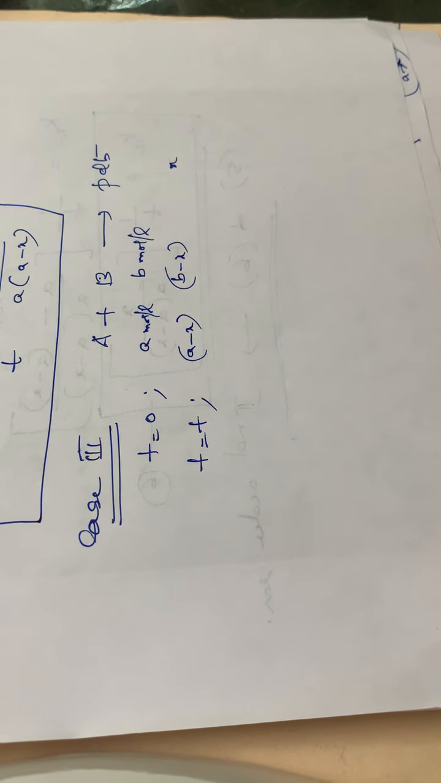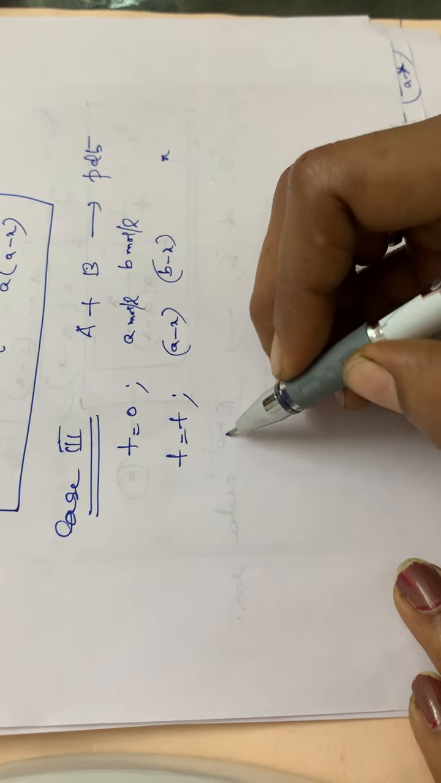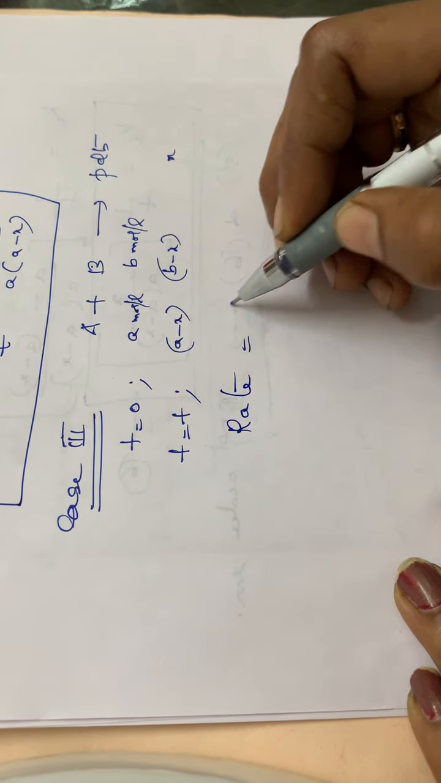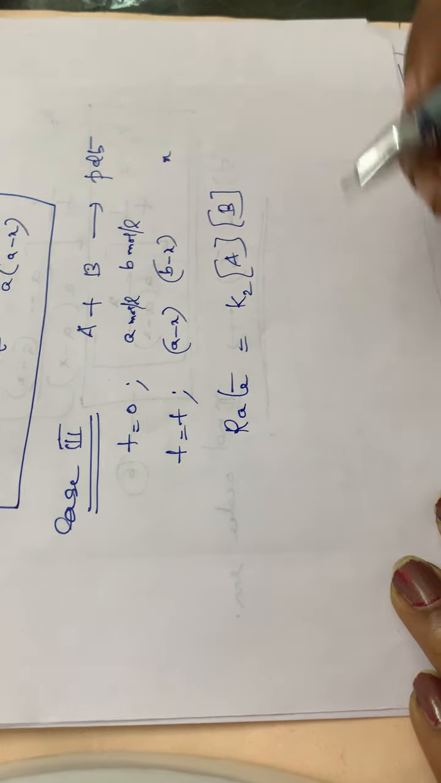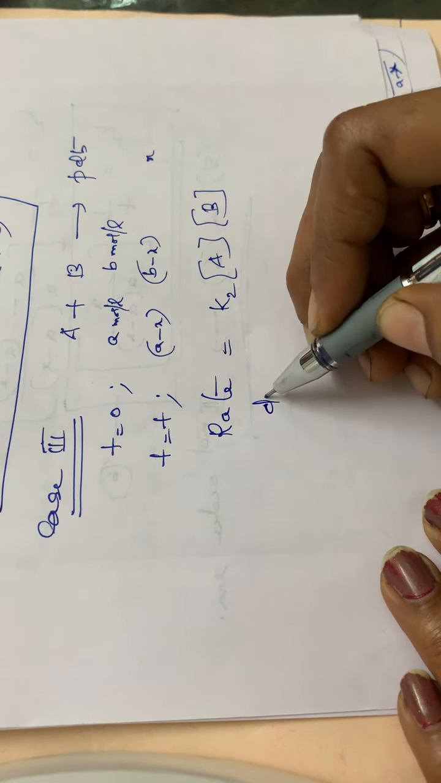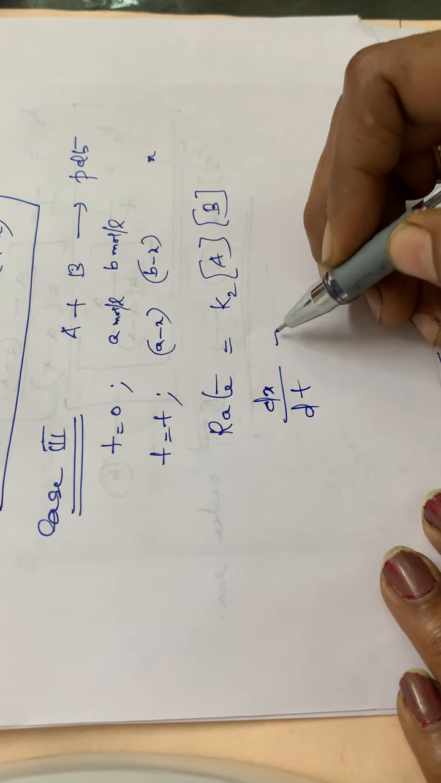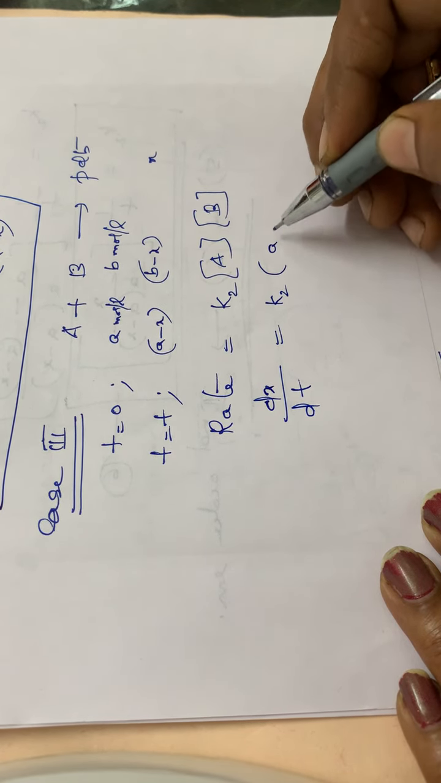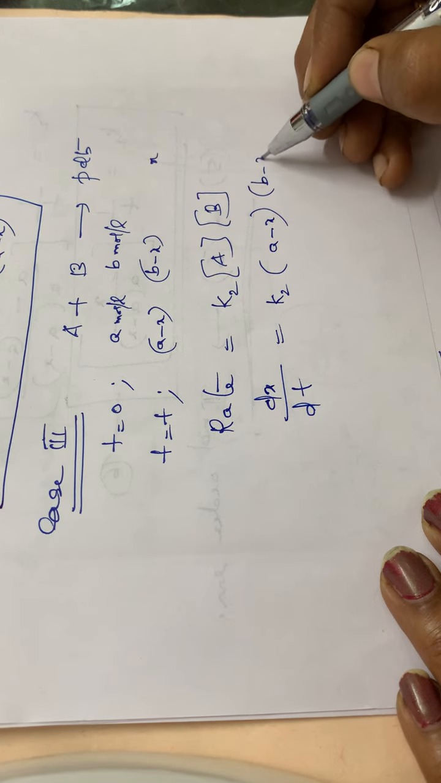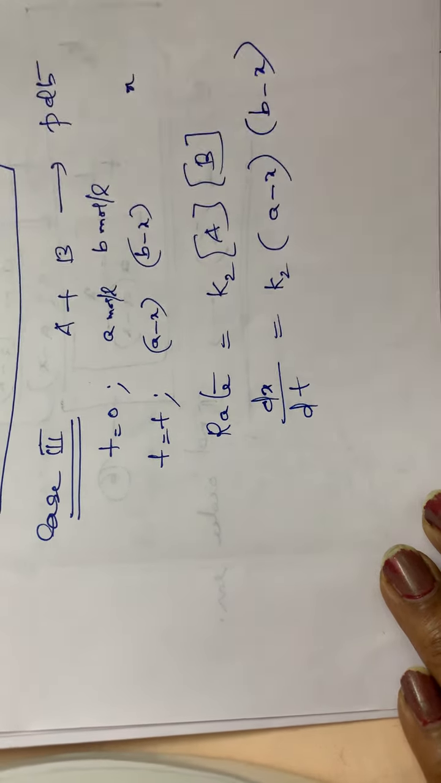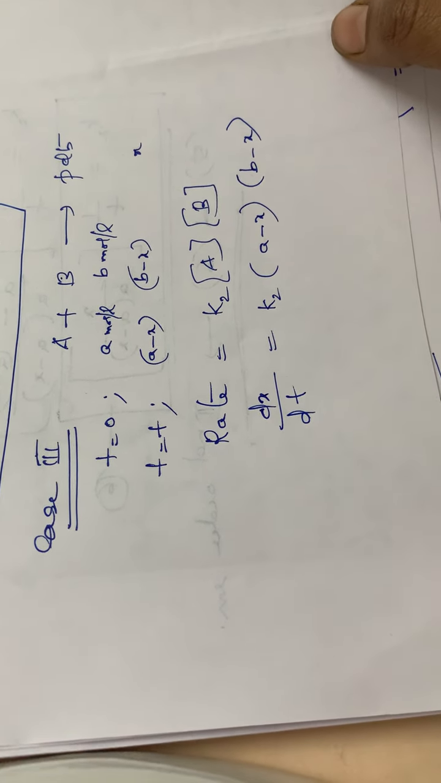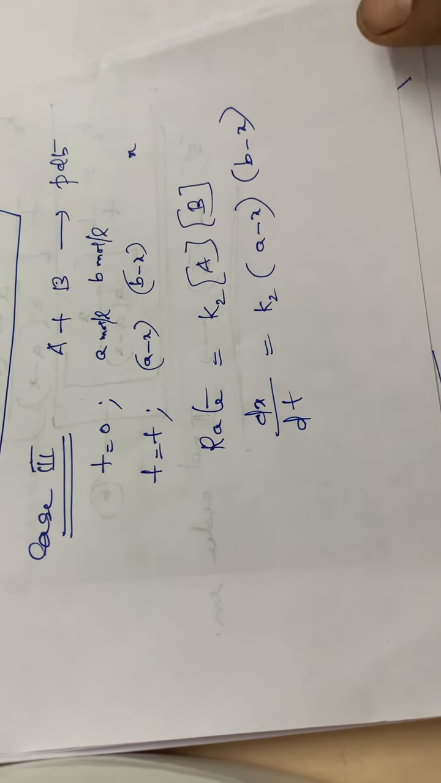Then you have to write the rate expression for this one. So what about the rate? The rate of this reaction is equal to K2 into concentration of A into concentration of B. That is, the rate can be written as dx by dt is equal to K2 into A minus X into B minus X. I'm writing it on the next page. So dx by dt is equal to K2 into A minus X into B minus X.